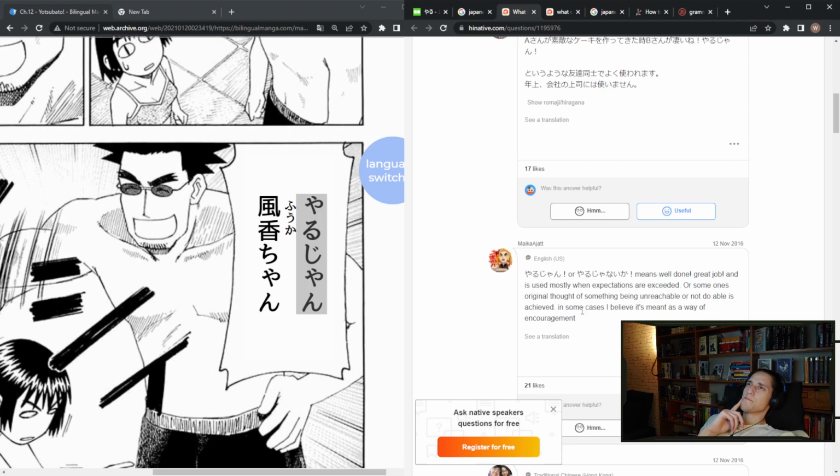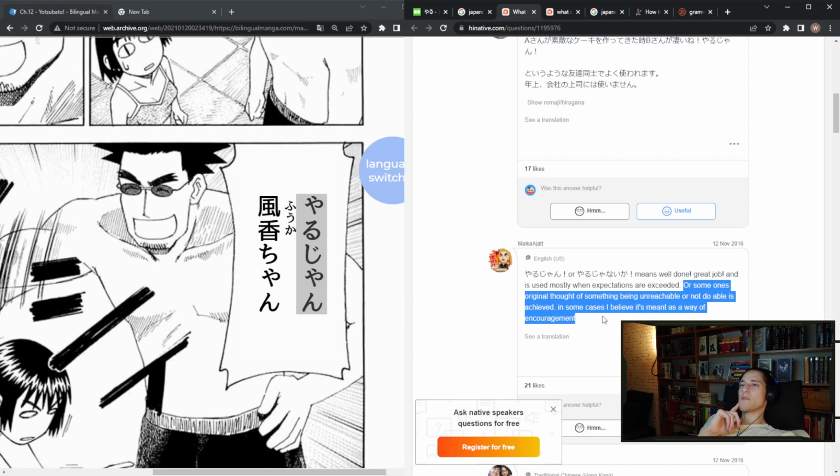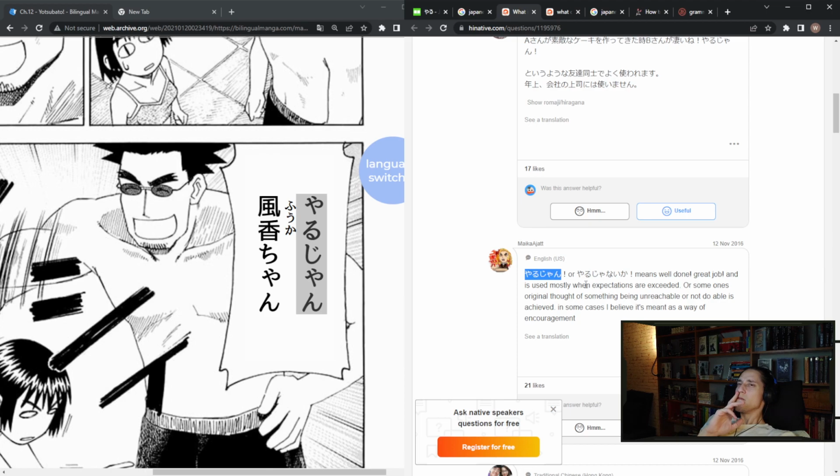Okay, let's go here. Yaru-chan or Yaru janai ka means well done, great job, and is used mostly when expectations are exceeded, or someone's original thought of something being unreachable or not to be able is achieved. In some cases, I believe it's meant as a way of encouragement. Interesting. But I'm still interested why it is Yaru janai ka. The ka is there just to emphasize, right?